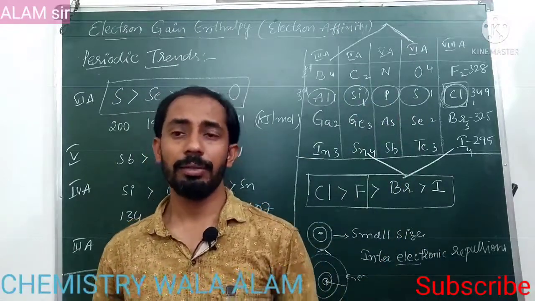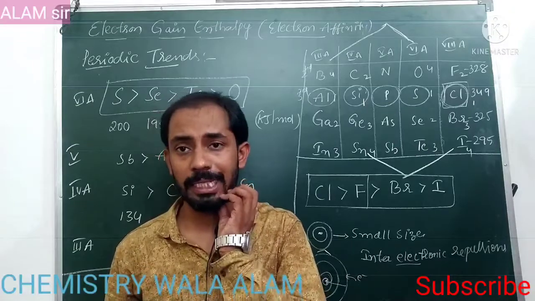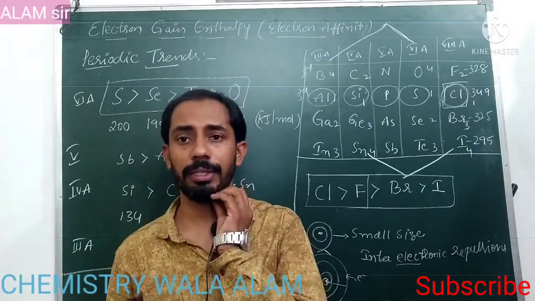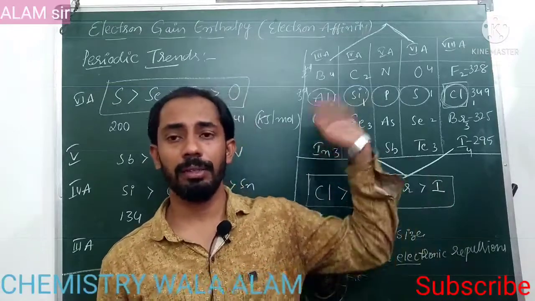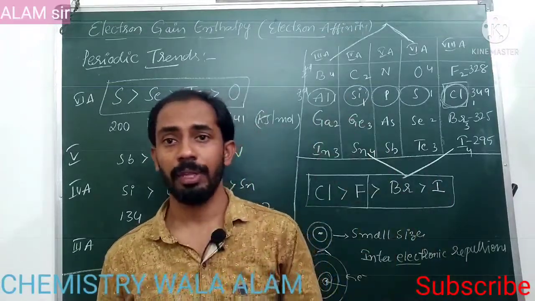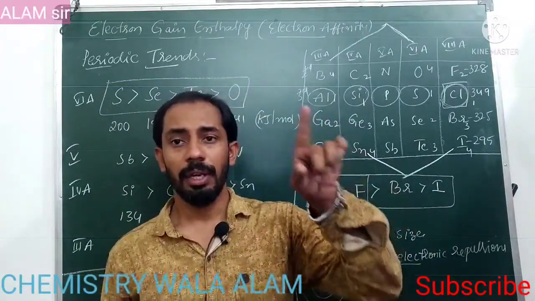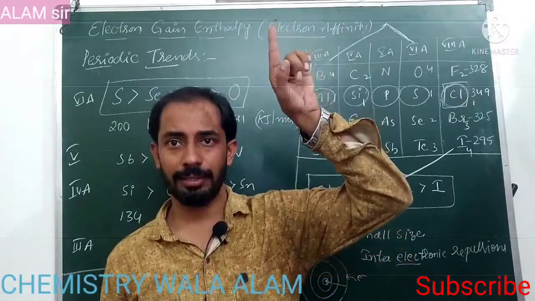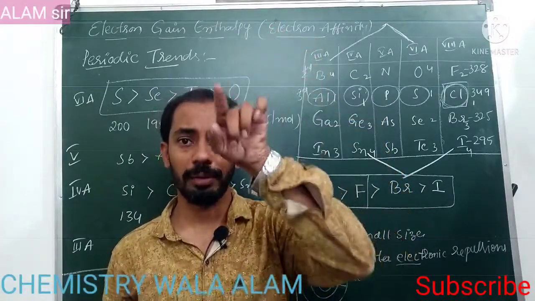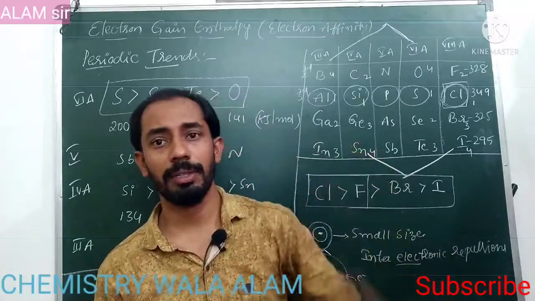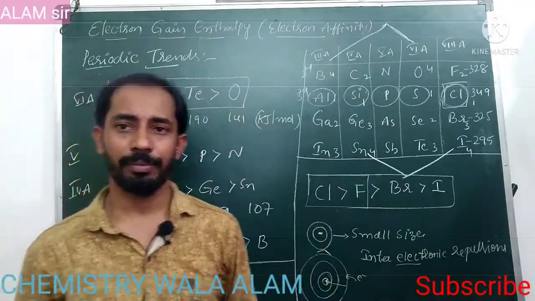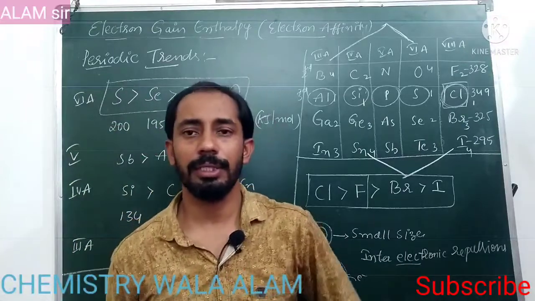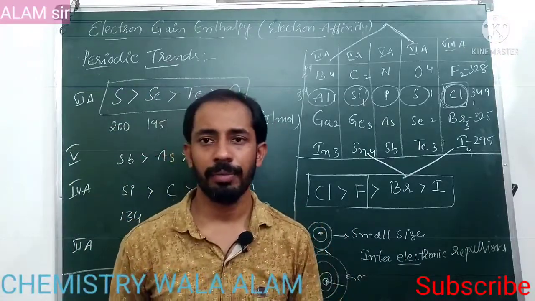Next, the factors: atomic size, nuclear charge, electronic configuration. Then trends in periods and groups. Generally, across periods electron affinity increases, and in groups electron affinity decreases, but there are exceptions with values that I have explained. So this is regarding electron affinity.